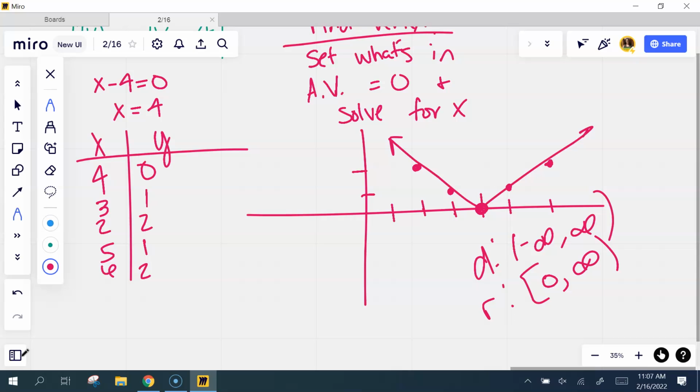From the bottom up. What's the very lowest point on the graph? 0. And then it goes up forever. Let's do number 4.